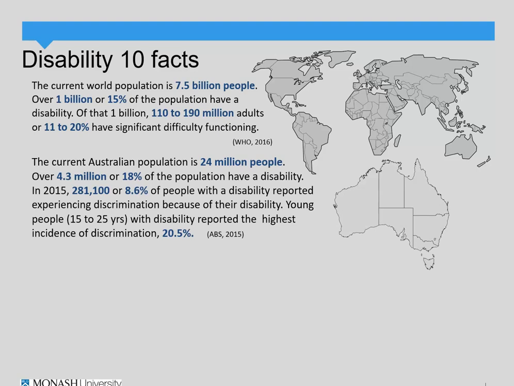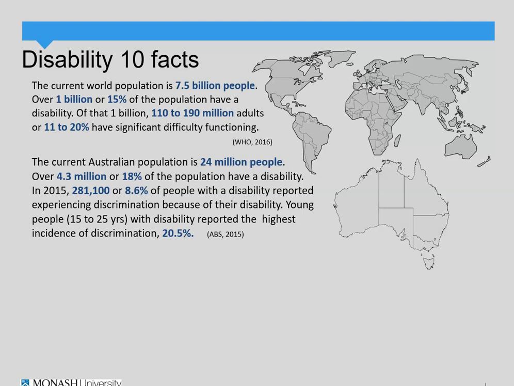We're going to drop down from a global scale to an Australian perspective. So the current Australian population in 2015, when I got this data, was 24 million people. Over 4.3 million, or 18% of the Australian population, have a disability. And in 2015, 281,000, or 8.6% of those people with a disability, reported experiencing discrimination because of their disability.